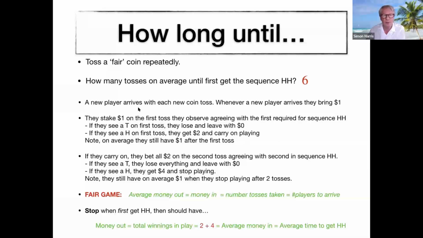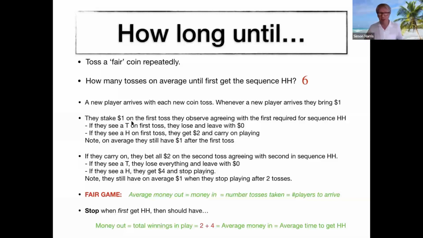Suppose a new player is going to arrive every time we toss a coin. So for each new coin toss, a new player arrives. And whenever they arrive, they bring $1 with them. So the number of tosses we've had is the number of players that have arrived, is the number of dollars brought into the system. Whenever a player arrives, they're going to try and bet all the money on getting head-head.